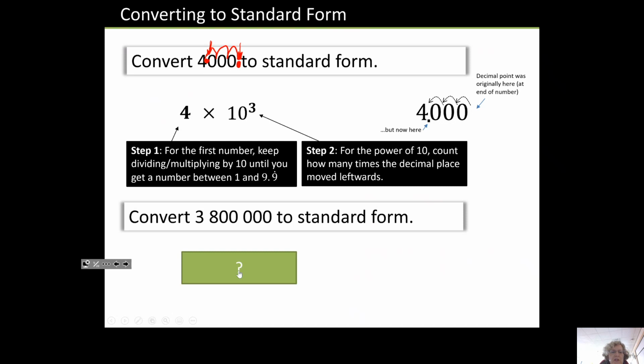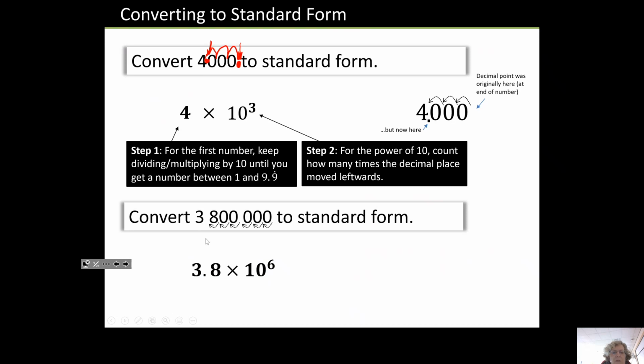Okay, so if we look at this one, 3,800,000 in standard form. If you could just pause here and have a think what that could be. Maybe write that down on a piece of paper. Okay, so hopefully you have written down 3.8 times 10 to the power 6.